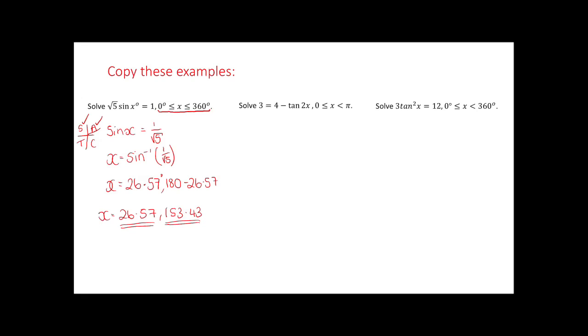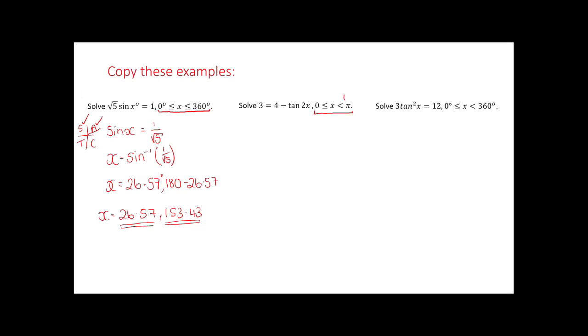Just a quick double check. They both lie between 0 and 360, so I'm happy that we don't need to exclude any of them from our solution. Moving on to this next one. This one's slightly new again because we have our restriction in radians.